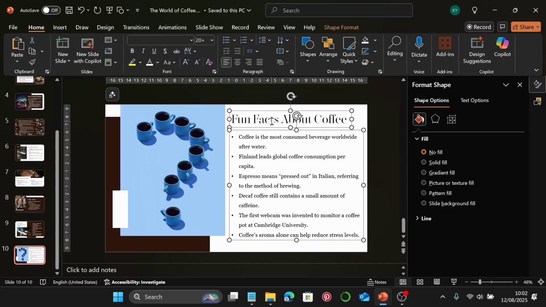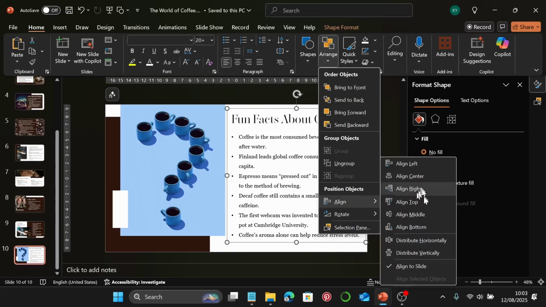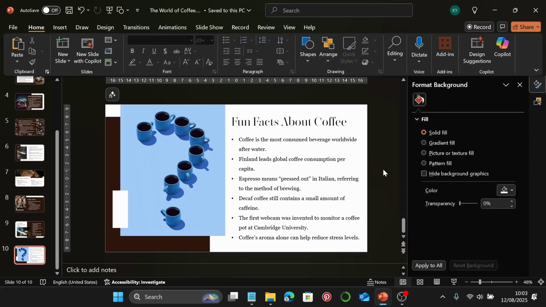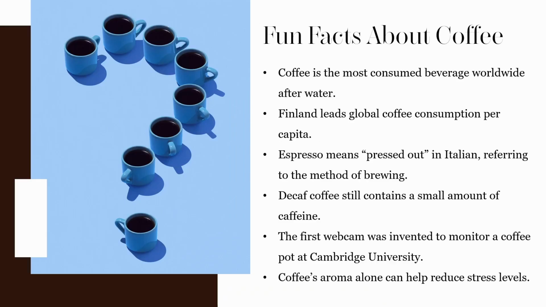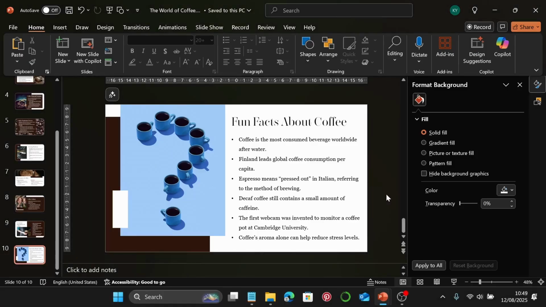Let me just group this, and I'm going to go to Arrange and align middle like this. All right, we're done with this. Let's see it in the slideshow and open this. Yeah, this is our slide and we're done with this one. Let's create our final slide.